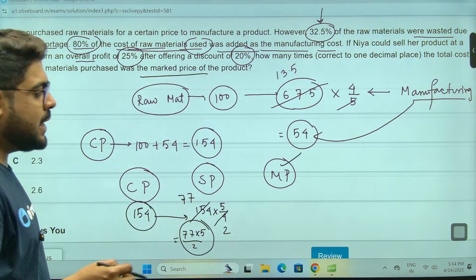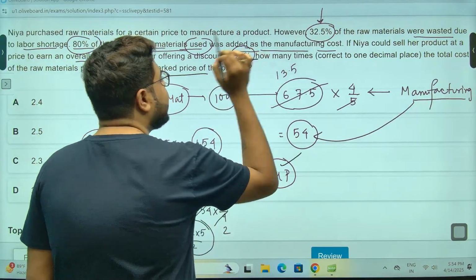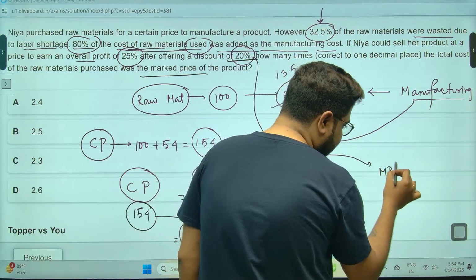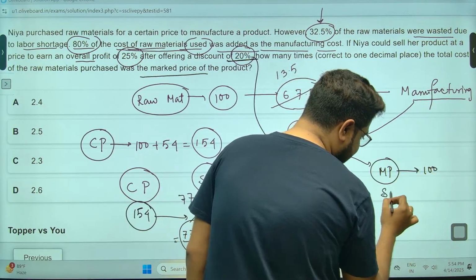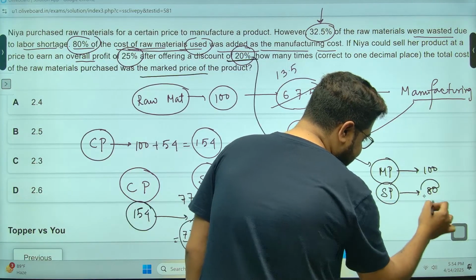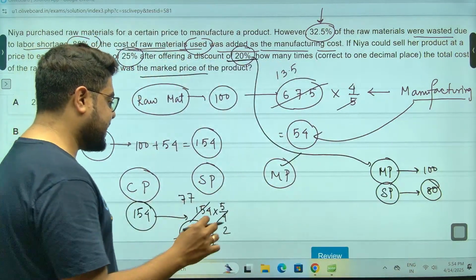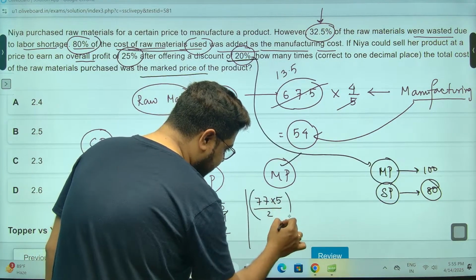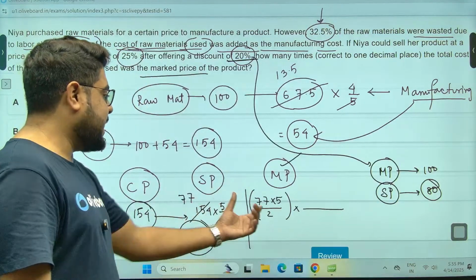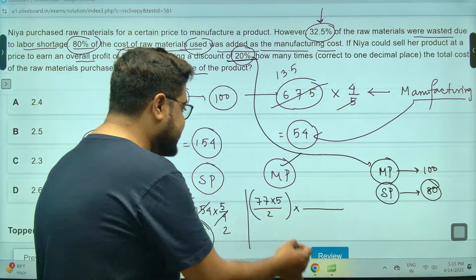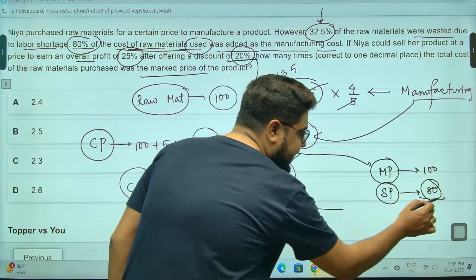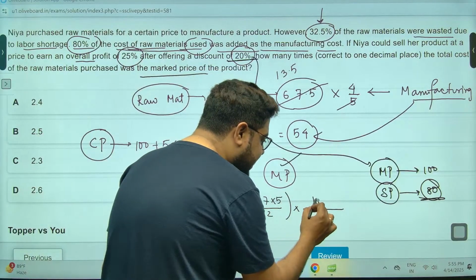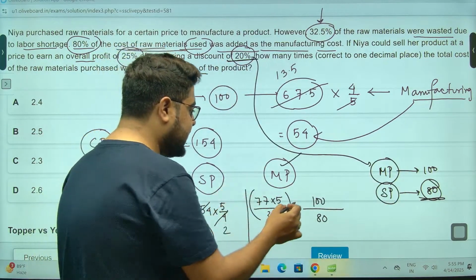Now again, a discount of 20%. What does it mean, sir? Discount of 20% means if MP is 100 rupees, SP is 80 rupees. And the modular method that I've taught you guys says whatever value you have, write it down as a fraction. Whatever this represents, that is the denominator. This represents SP, that is 80 rupees. Whatever you need will be the numerator. I need MP. MP is 100 rupees. Done, sir. That was the calculation.